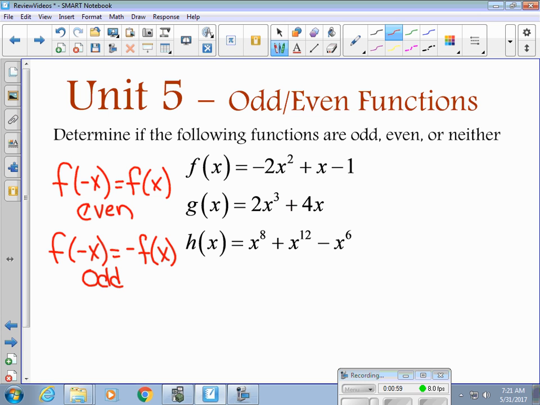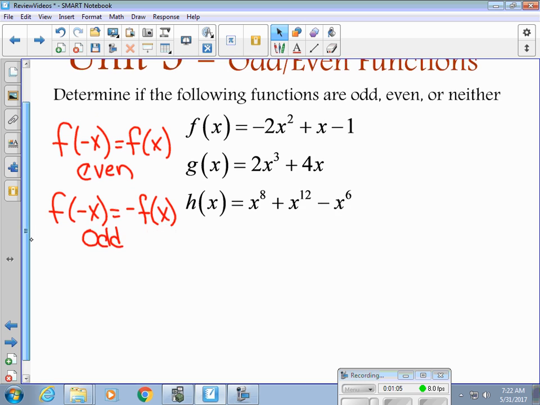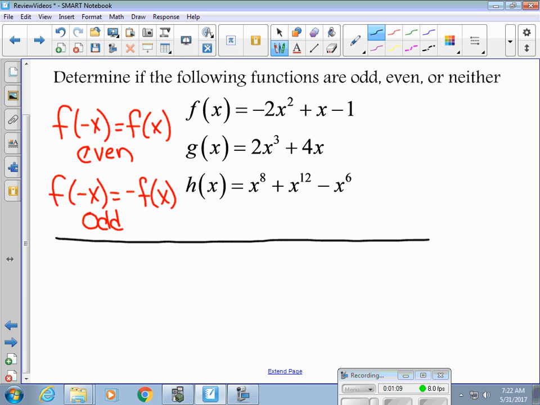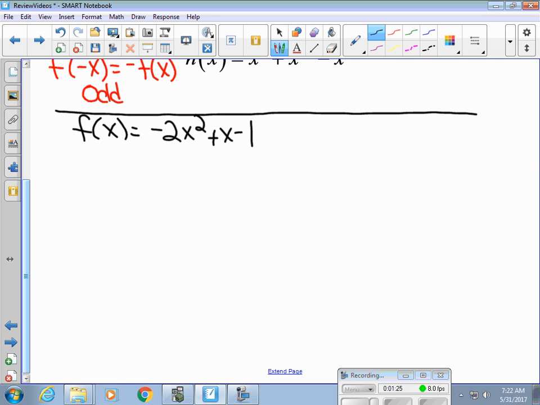Now, the reason I have these all moved over is because I want to show you these on the calculator also. Okay, so you got that down? What I'm going to do is we're going to start with the negative 2x squared. Let's see what we have with f of x. So here's our f of x is equal to negative 2x squared plus x minus 1. Okay, so what we're going to do is we're just simply going to substitute a negative x in there. So let's see what we get.